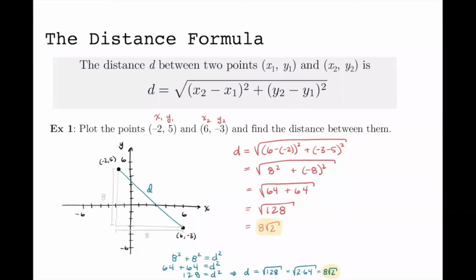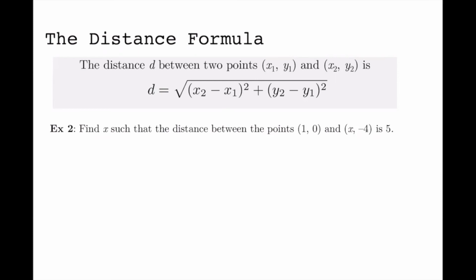So either way that you like, whether you like the picture and figuring out that way, or maybe you like the formula, it doesn't matter to me which way that you do a problem like this, but they should both make sense. In example 2, we are looking at finding an x value where we know the distance, but we're looking for a certain point that is a distance away from another point.